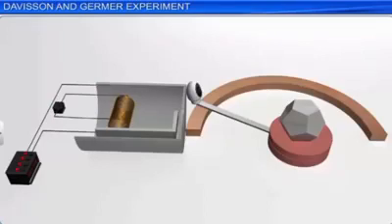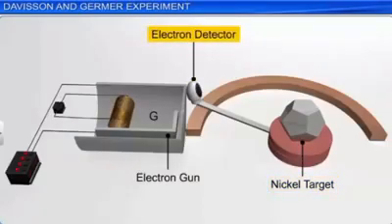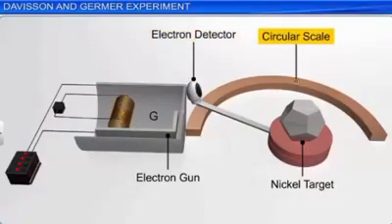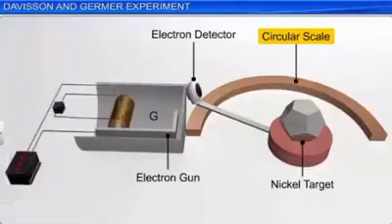It consists of an electron gun G, a nickel target, and an electron detector that is capable of moving on a circular scale. The electron detector is connected to a sensitive galvanometer used to measure current. The electron gun G is used to produce a beam of electrons.